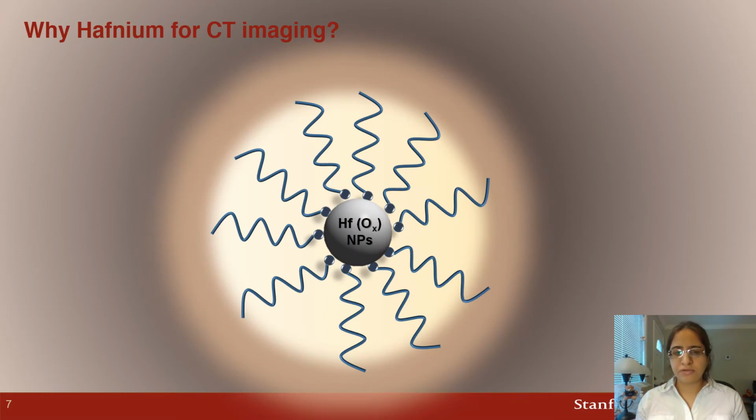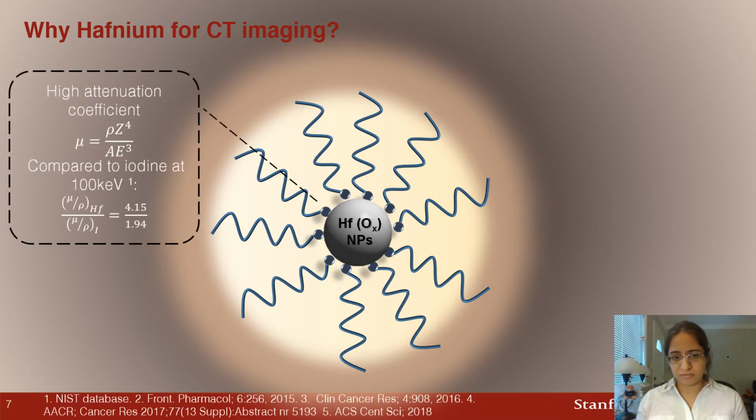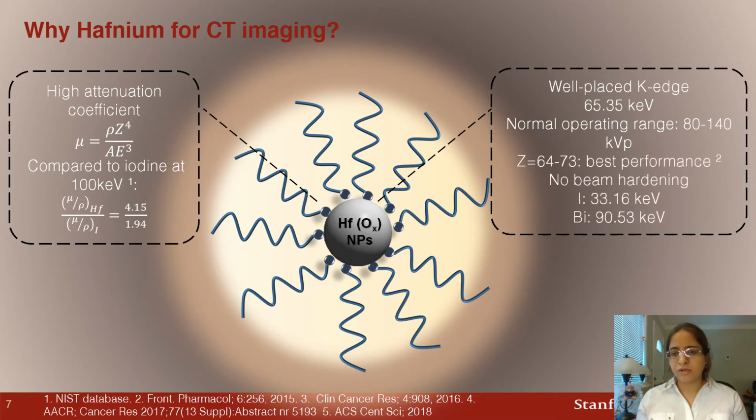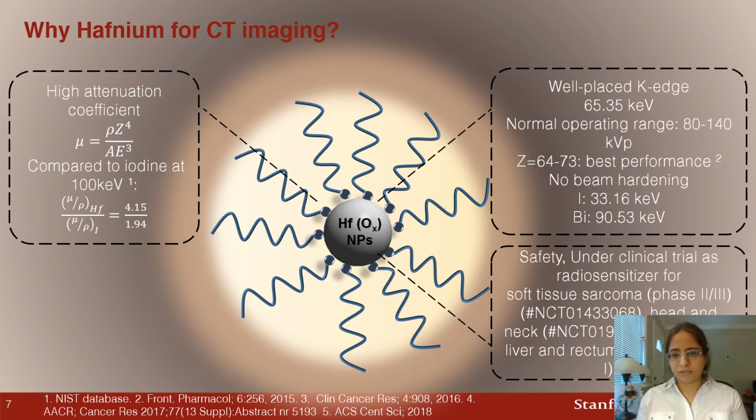For our purpose, we use hafnium as the contrast agent material for CT imaging and also spectral CT imaging. That is because of its high atomic number, which can result in high X-ray attenuation in conventional CT imaging. In the spectral CT, we need a well-placed K-edge, and the optimal K-edge is dependent on the operating voltage of the tube. Typically, that is between 80 to 140 kVp, and calculations have demonstrated that the well-placed K-edge can be anywhere between atomic number 64 to 73. So that is where hafnium falls.